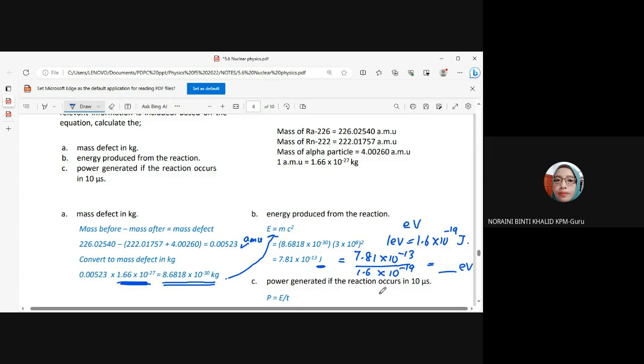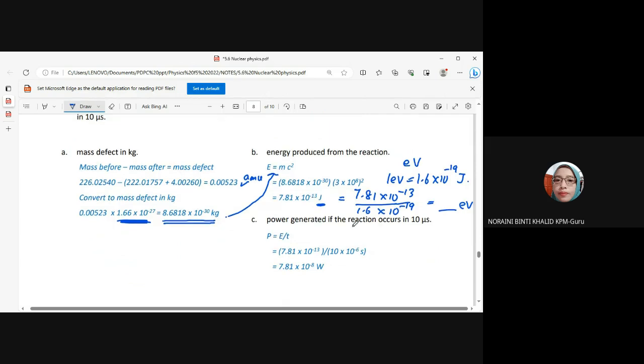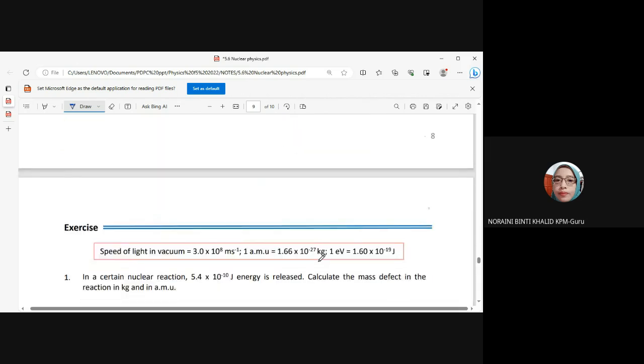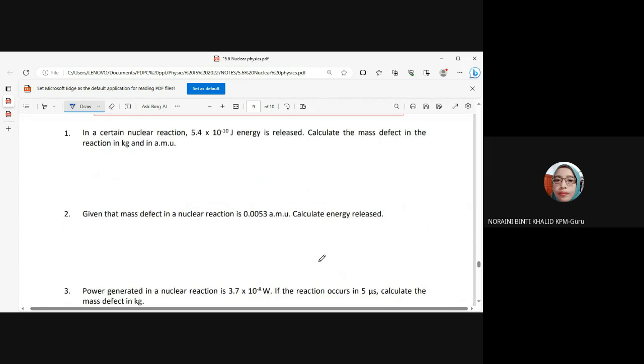Okay. Boleh juga. Power generated, E divide by t. Power. Okay. Reaction occurs 10 microsecond. Okay. Jadi you divide lah. Okay. Ini ialah energy. Ini ialah power. Convert to second. Tak mau micro. Micro ialah 10 power negative 6. So you dapat 7.81 times 10 power negative 8 watt. Ini power generated. Okay. Ini contoh soalan.